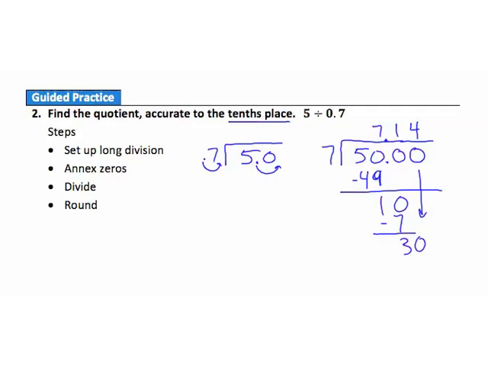The 4 will tell us how to round that digit, and since that 4 is less than 5, we're going to keep that digit the same. So when I divide 5 divided by 0.7 and I round this answer to the tenths place, I get a final answer of 7.1.